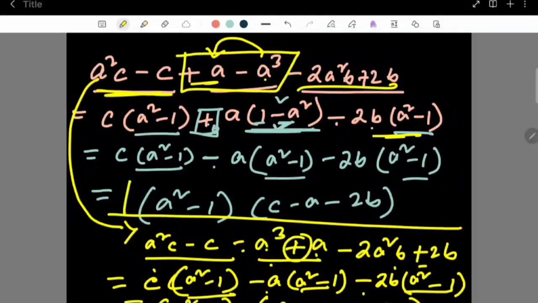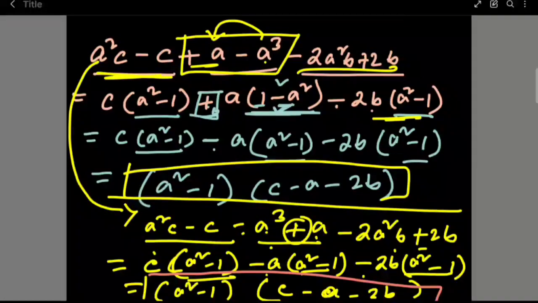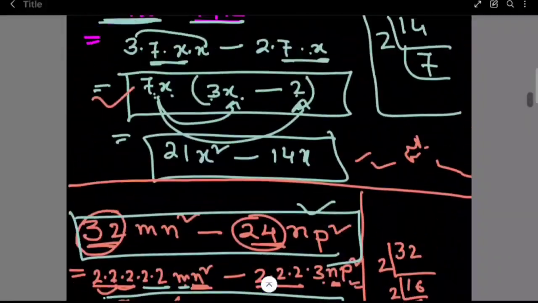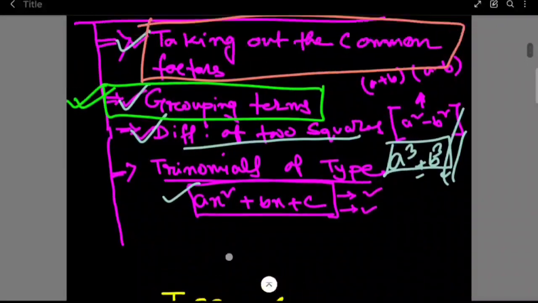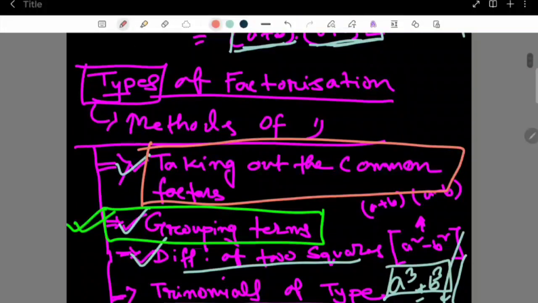So check, the answers of this and this are both the same. The answer does not change, but the way has changed. The method has been changed. Hope you understood grouping terms, factorization. In the next video, we will discuss another type. We discussed in the beginning that factorization can be done in many ways. So we have discussed two ways of factorization here.